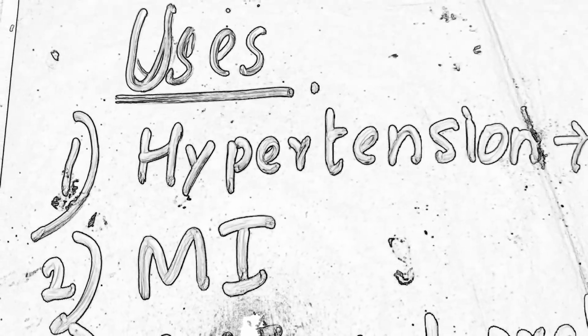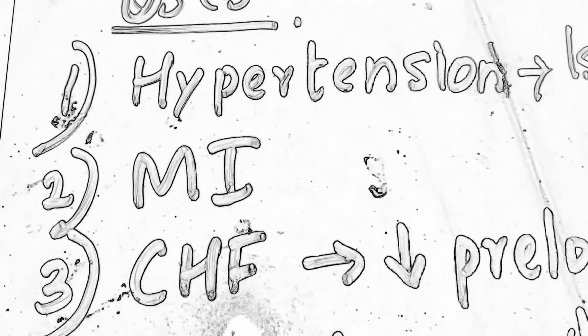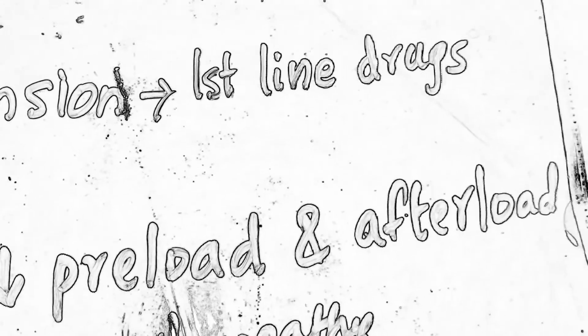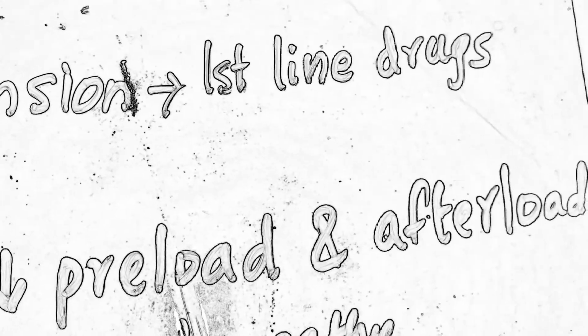Next use is for myocardial infarction. ACE inhibitors reduce early as well as long-term mortality. It's used in congestive heart failure as it causes both arteriolar and venodilation and hence decreases the preload and afterload.